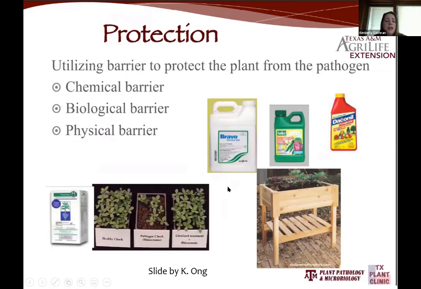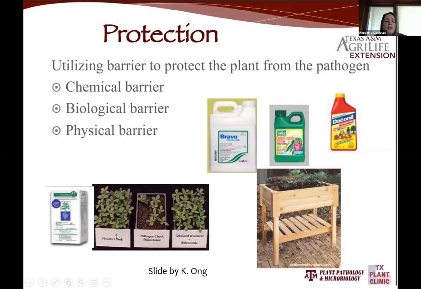All right, so protection is utilizing a barrier to protect the plant from the pathogen. This is for use before you have an infection problem or before you have a massive disease epidemic on your hands. And with this, we can use chemical barriers that go on as a little coat to protect the plants, biological barriers, or physical barriers.